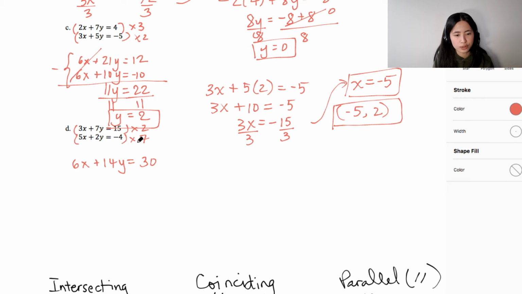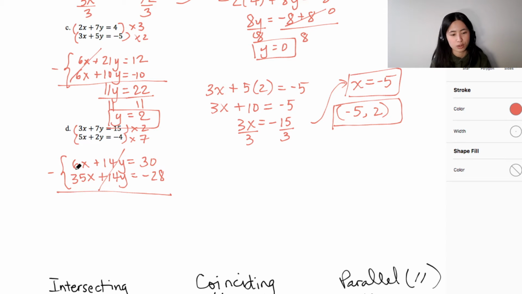On the other hand, if you're looking at the second equation, you're going to see that 5 times 7 is 35x, and you're going to see that this 2y becomes 14y, and this is equal to negative 28 because negative 4 times 7 is negative 28. So you're trying to subtract the two, right? And as you can see, 14y minus 14y is actually equal to 0.